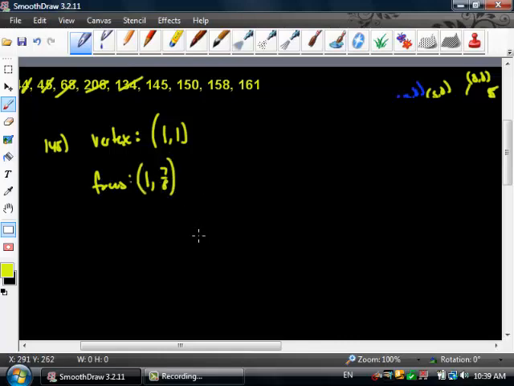Okay, vertex is at 1, 1, focus is at 1, 7 eighths. We're writing the equation of a parabola. First thing I have you guys do is draw a picture of it. So we go to 1, 1. The focus is at 1, 7 over 8. So is the focus above the vertex or below the vertex? That's the only thing you guys got to know. Is the focus above or below? See, I'm at 1, 1. My focus is at 1, 7 eighths.